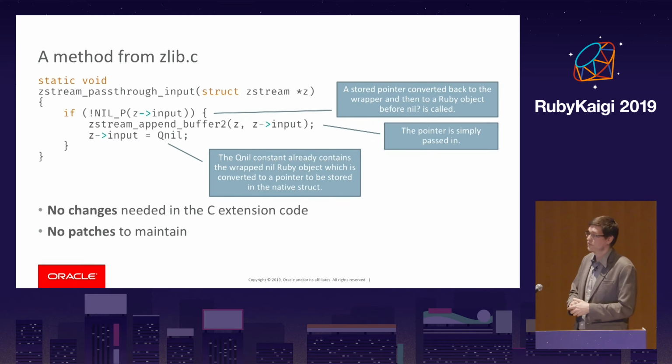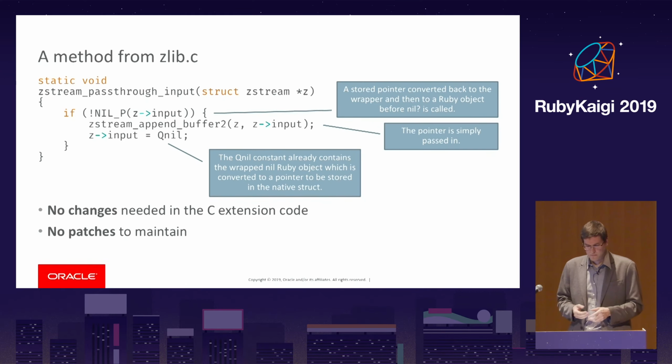So this is again the pass-through input method from zlib. As you can see, there is no modification. And if I try to interpret it for you, so for example, if you have the z->input, which now means that in the input there is the pointer previously converted from the managed object which we try to store there. So this is then unwrapped back to the object when you are trying to call the nil? method implemented in Ruby, because this is how the nil predicate is implemented for us.